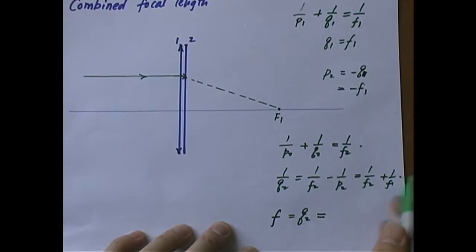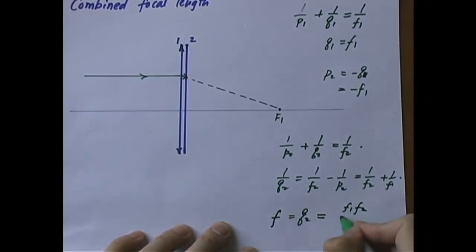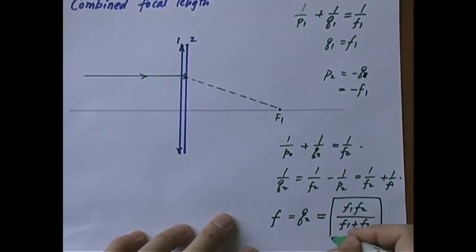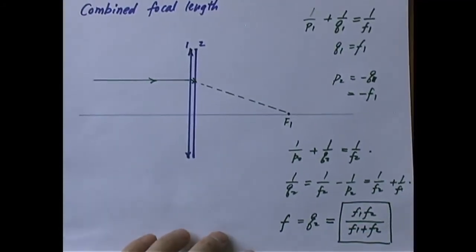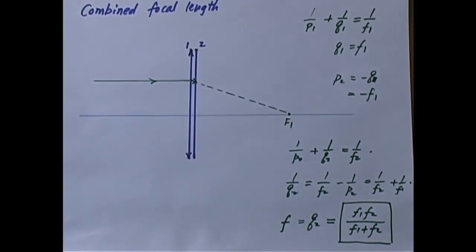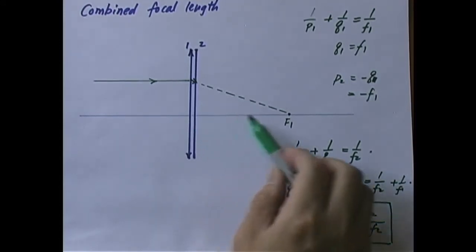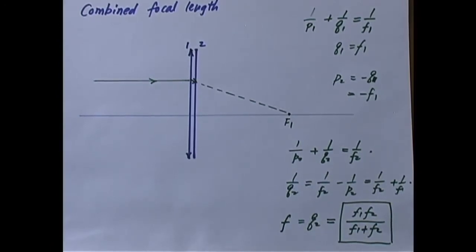What is that equal to? When you solve that, it's F1 times F2 divided by F1 plus F2. This is how we find it. You see, we use two things. One is the idea of an optical system. We deal with one image first and use that image as the object for the next one, and so forth. And the other one is the idea of a virtual object. So for the second lens, the object distance is negative because the object is virtual, it's behind that second lens. So here's what we get: F1 F2 over F1 plus F2.